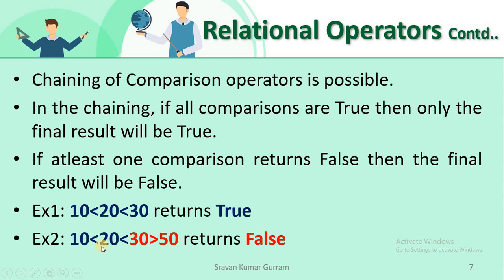See the second example. This is one more chain: 10 less than 20 less than 30 greater than 50. If you observe, which is highlighted in red in color, that is false. 30 greater than 50 is false. If any one value is false in the chain, the complete value of the chain becomes false.